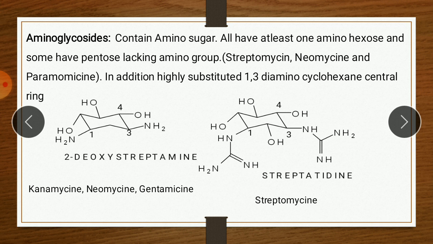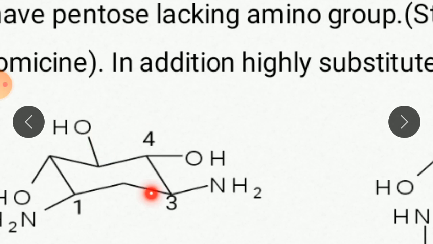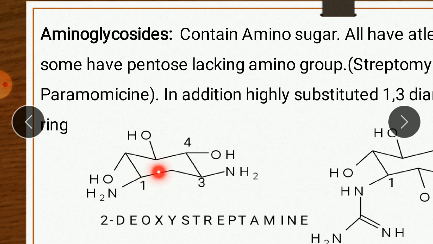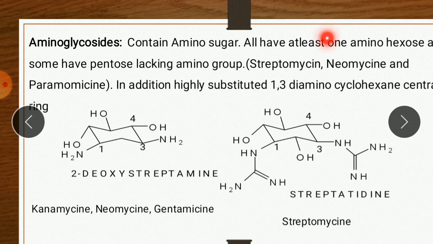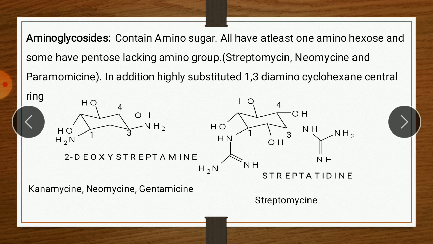The first one is called 2-deoxystreptamine. Examples are Kanamycin, Neomycin, and Gentamicin. So in these aminoglycosides, the central ring is 2-deoxystreptamine. 2-deoxy means on the second position there is an absence of a hydroxyl group. So here it is the second position. There is no hydroxyl group, therefore it is called 2-deoxystreptamine.